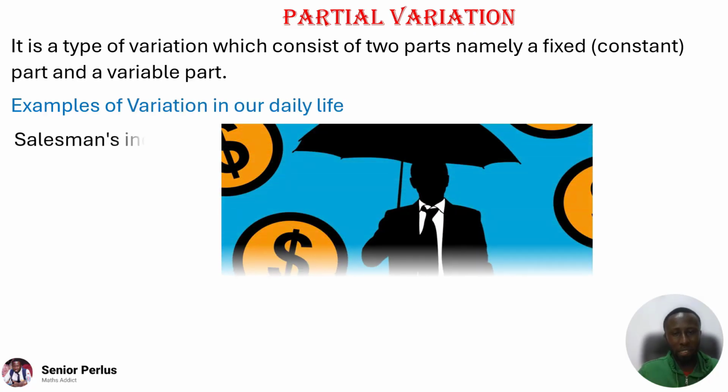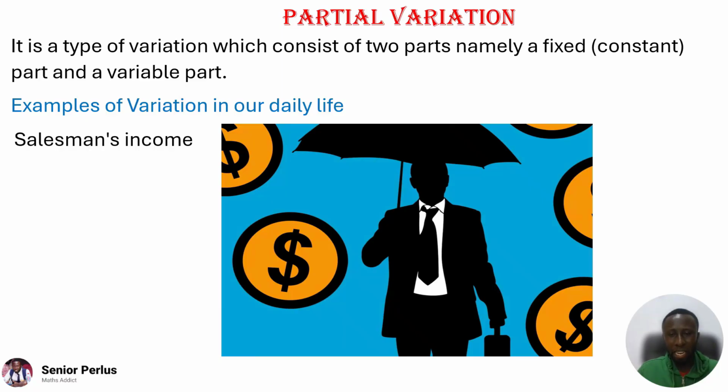So I have two examples here. Salesman income, especially the insurance company. You go to an insurance company and they'll take you as a salesman. Just go out, get people, convince them to join our company. Monthly, we are paying you 500 Ghana cedis, and that's your first part. We are paying you monthly.